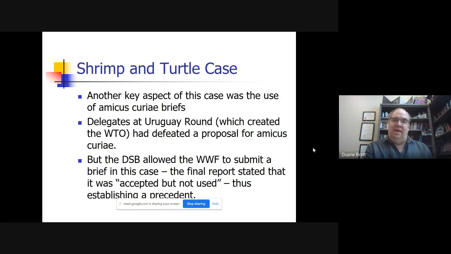Unfortunately, the expert panel in the shrimp turtle case allowed the World Wildlife Fund to submit a written brief in the case. Now, the final report said it was accepted, but they did not use that brief. But it opened the door for third-party groups to intervene into a dispute between two countries. And this has continued to be an issue within the World Trade Organization.